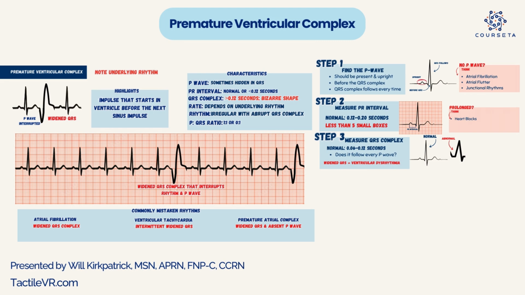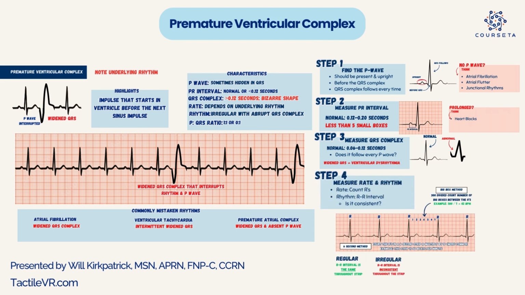So in this case, we want to measure the rate and the rhythm. So step number 4, where our rate is here: 1, 2, 3, 4, 5, 6, and then you do not count the widened QRS complex, so in this case the PVC, as part of your rate. All right, so let's start once again. 1, 2, 3, 4, 5, 6, skip that big QRS complex, 7, 8, 9, 10. And then we don't count that big one again. So here our rate is 100 beats per minute.